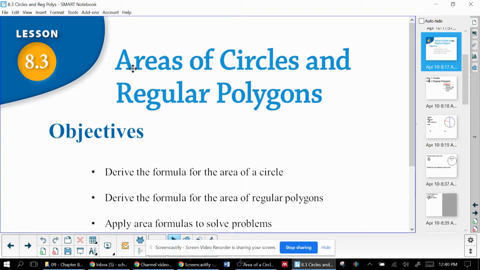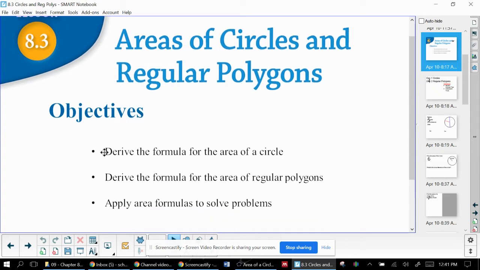So this week, we're going to be talking about the area of circles. We're going to cut off regular polygons and just focus on circles right now. And then while we're talking about the area of circles, we're also going to have to really quickly talk about the circumference of circles too. And so we're going to look at where the area formula for a circle comes from, and then we're going to apply it to solve problems. And we're going to skip the area of regular polygons for now.